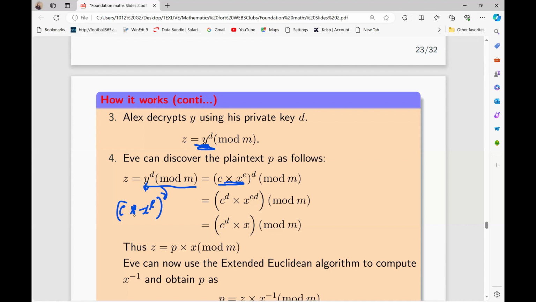But what is C? Now you can first of all take inside the bracket, just take this power. So it will be C raised to D times X raised to E multiplied by D. But we know that E is the inverse of D, so E times D gives us 1. So this part then gives us C raised to D multiplied by X. The intruder knows what X is, the intruder is the one who chose the X. But now what is this?